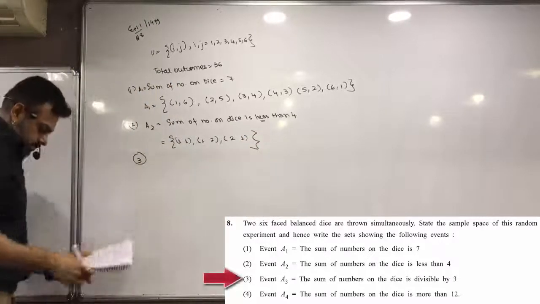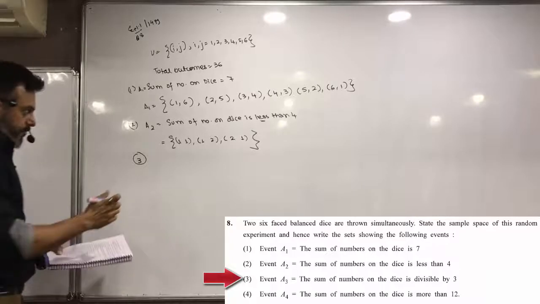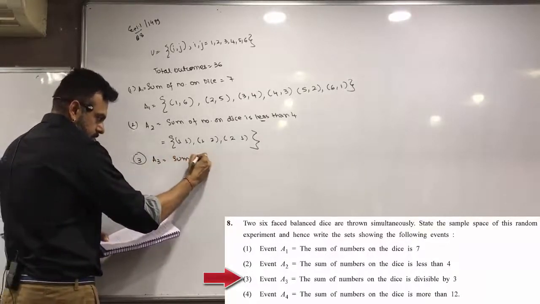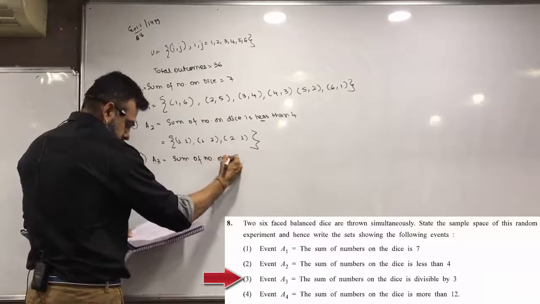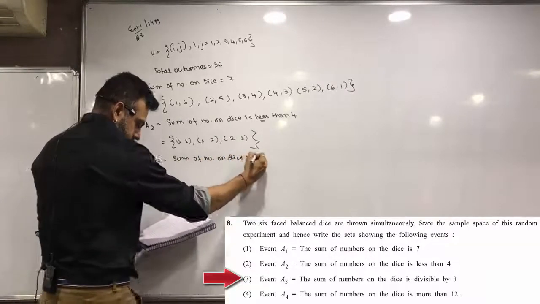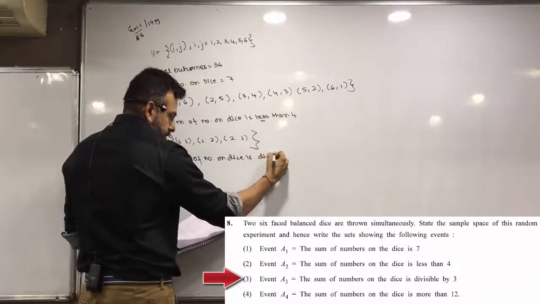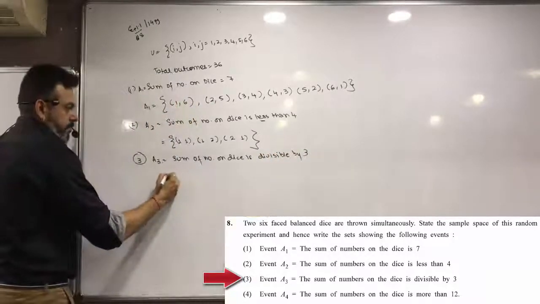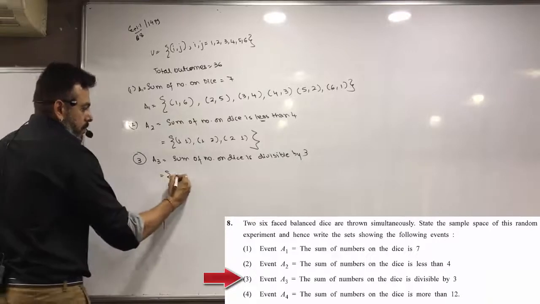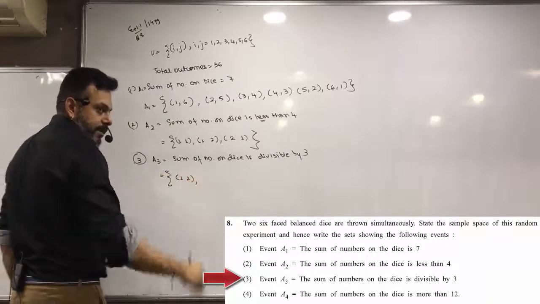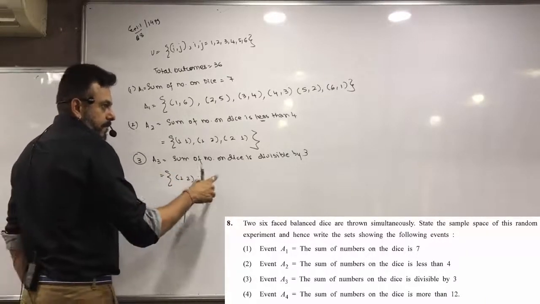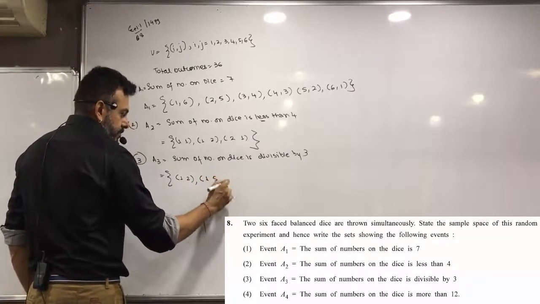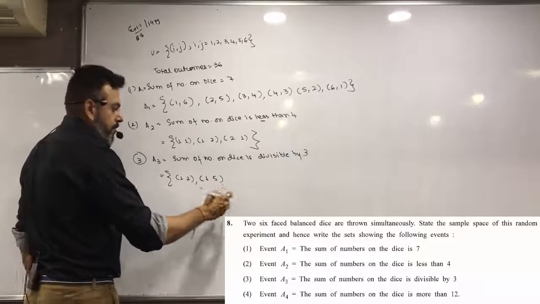Third, event A3, sum of numbers on dice is divisible by 3. So (1,2) is divisible by 3. (1,3), (1,4), (1,5). (1,5) is divisible by 3. 6 is the total. Okay.